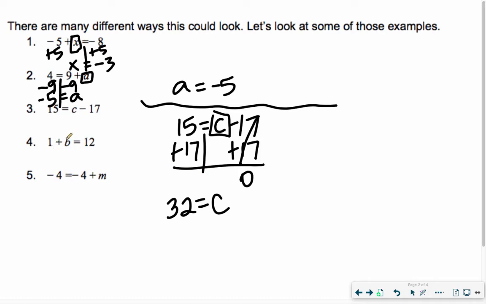All right, 1 plus b equals 12, so I'm going to isolate my b, minus 1, minus 1. Why am I subtracting? Because this is a positive 1. 1 minus 1 is 0, and so b equals 11.